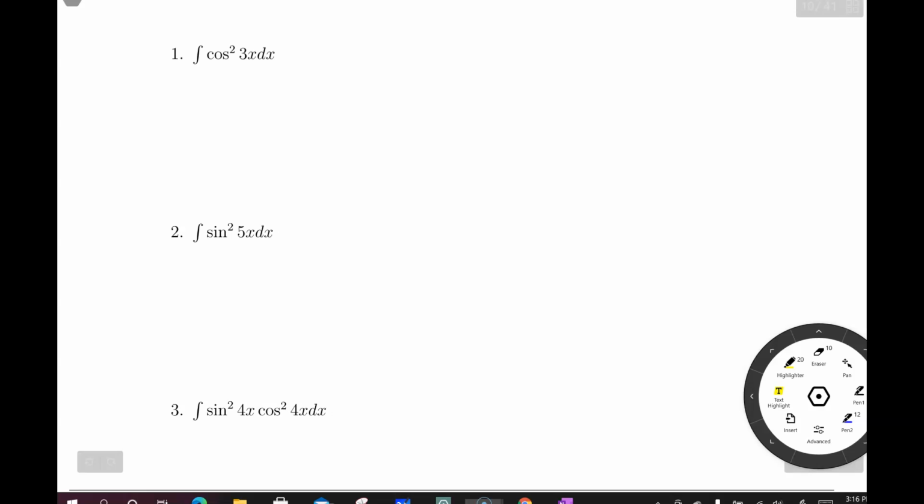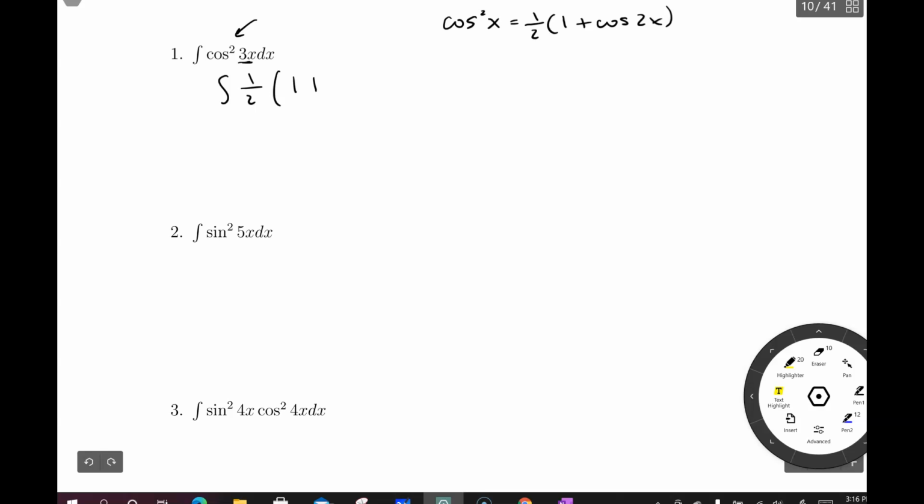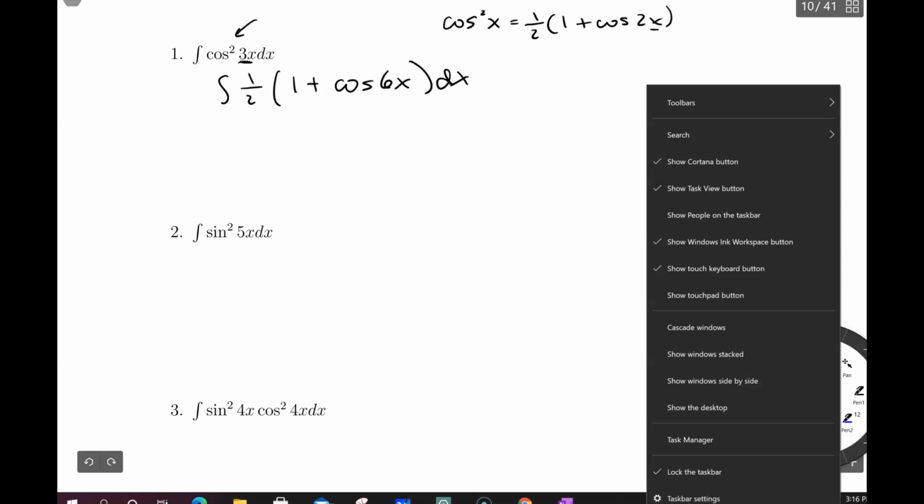All right, let's just do some practicing. So really need you to know that cosine squared of x, the half angle formula, is 1/2 times 1 plus cosine of 2x, right? 2x being the angle. So this has got a 3x. So I'm going to replace this cosine squared with 1/2, 1 plus cosine of 6x dx. Going to double the angle, right? Going to replace x with 3x.